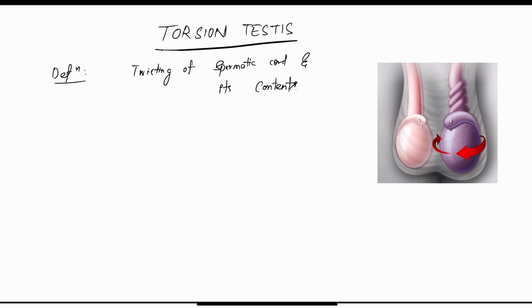So we all know what the spermatic cord contains. Spermatic cord contains the testicular artery, vas deferens and pampiniform plexus of veins. So when there is twisting of the spermatic cord, blood supply to the testis gets compromised, which is why it leads to testicular necrosis. So twisting of the spermatic cord and its contents leads to compromised blood supply to the testis.